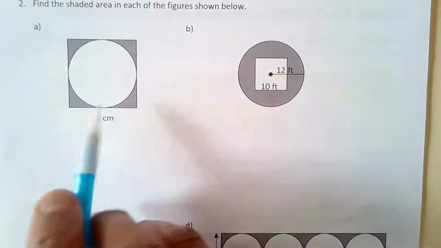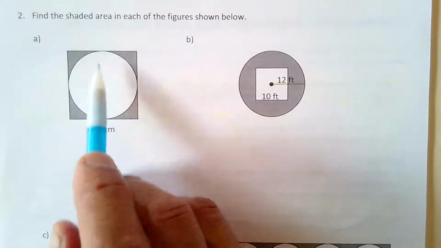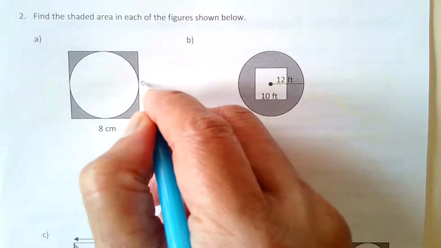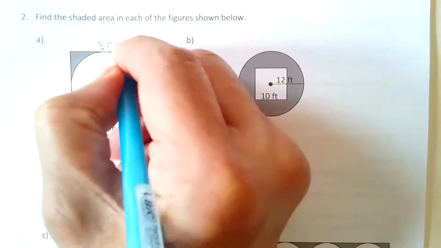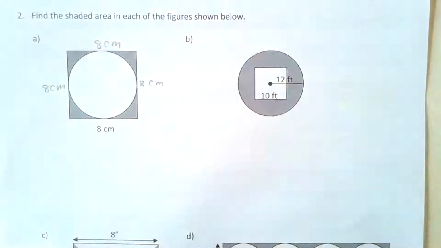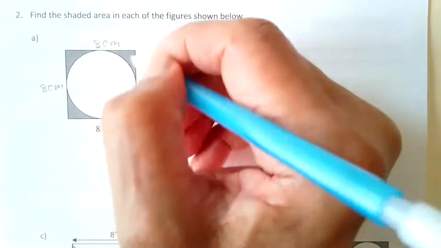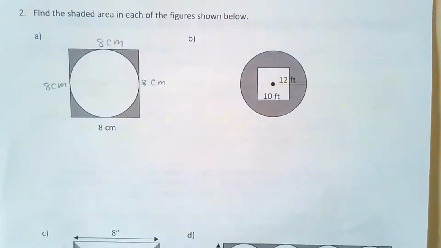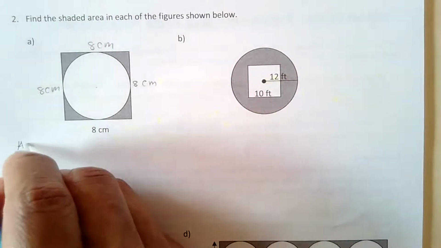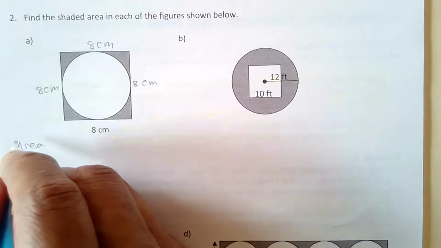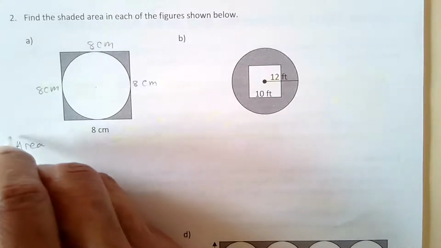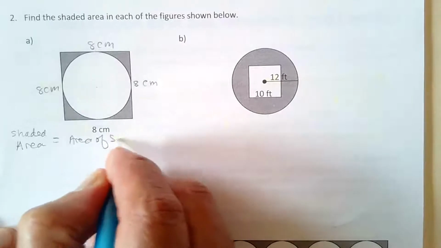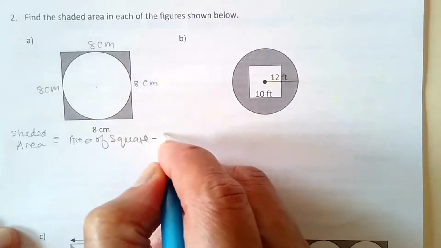Now, this question here: find the area of the shaded region. Basically, you could do a subtraction. You find the area of the square, because this is a square, so we have 8 centimeters all around. And we have a circle inside. And we have to find the area of the shaded region. So the area of the shaded region will be the area of the square minus the area of the circle. So the shaded area is equal to the area of the square minus the area of the circle.